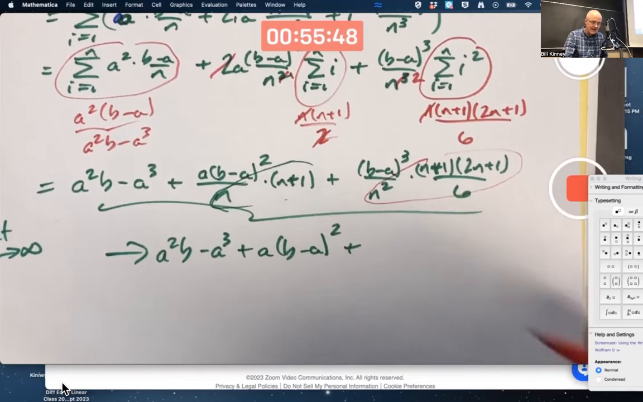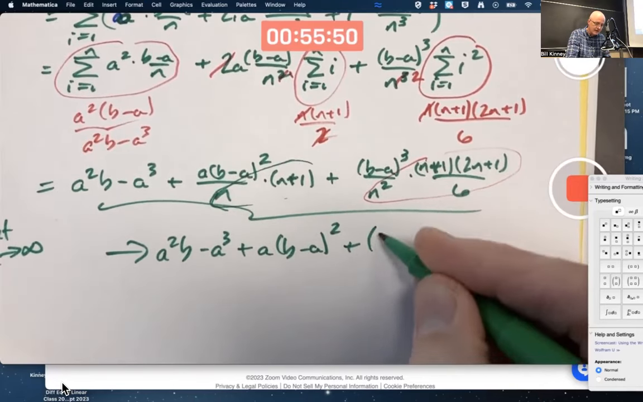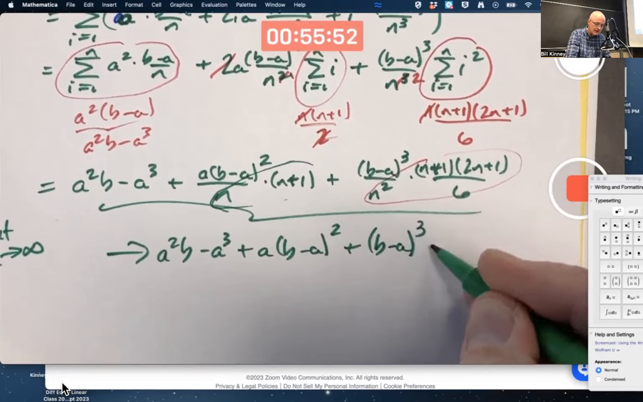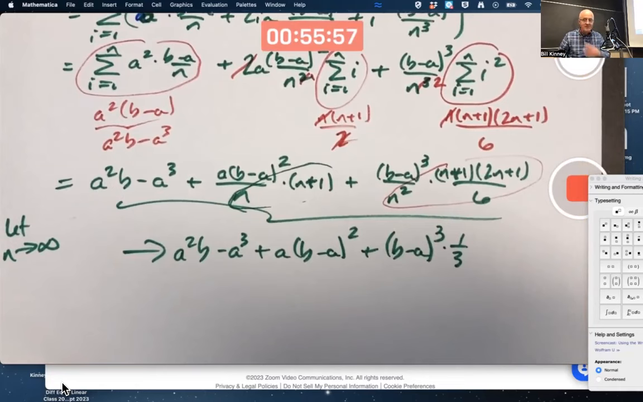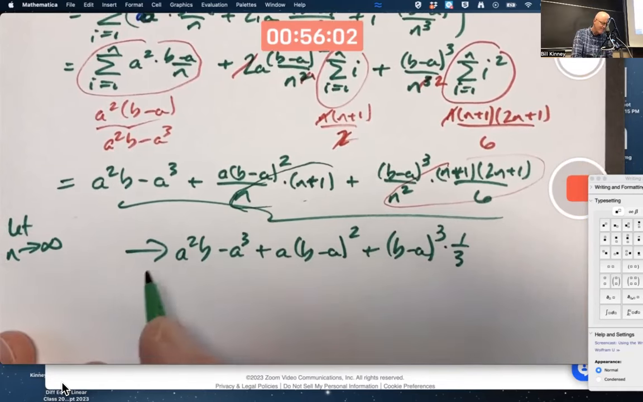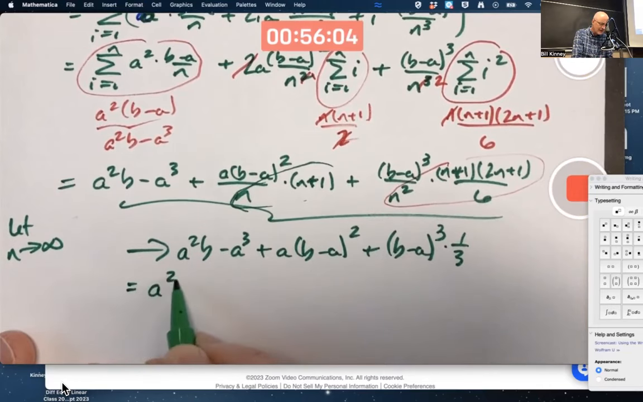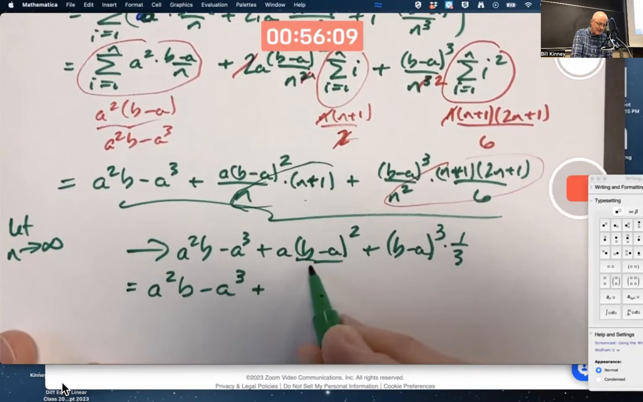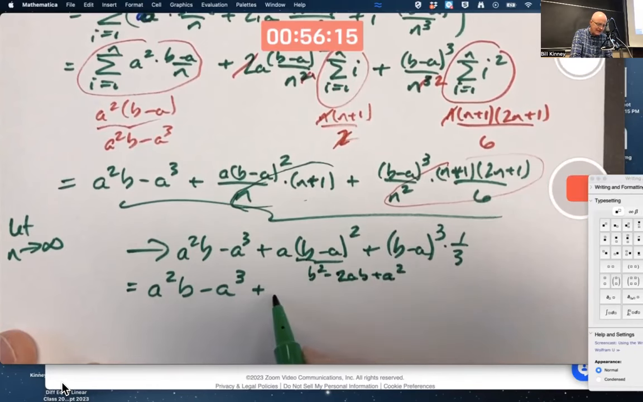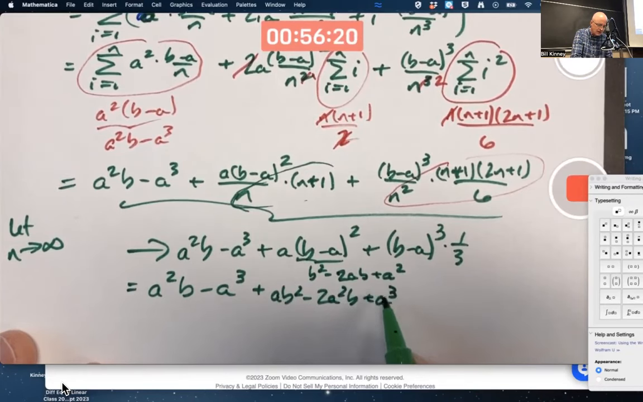And then you also have the b minus a cubed there. Looks like this is going to go to that. That's the answer, evidently. Okay, let's see if we can simplify it. A squared b minus a cubed plus, if I multiply this out, it's b squared minus 2ab plus a squared. Multiply the a through, I get plus ab squared minus 2a squared b plus a cubed.